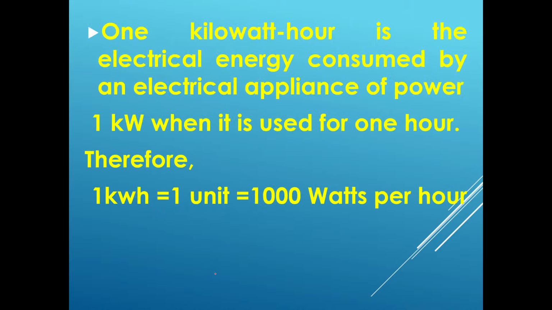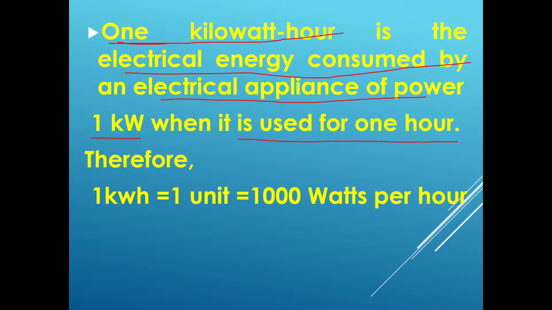Okay then. Now, 1 kilowatt hour is what? It is the electrical energy consumed by the electrical appliance. Of power, how much power? 1 kilowatt, and it is used for how much time? 1 hour. So you can mention like this: 1 kilowatt hour is equal to 1 unit. That is equal to 1000 watt hour. You need not write it, I have already discussed this.